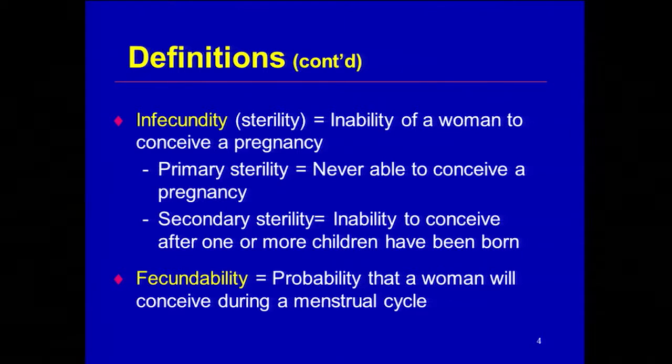Infecundity then is the inability of a woman, and also applies to a man, of inability to conceive a pregnancy. A woman or a man can have primary sterility and secondary sterility. So primary sterility is usually manifested by never being able to conceive a pregnancy by the end of their reproductive lifetime. Secondary sterility is the inability to conceive after one or more children have been born. Fecundability then is the probability that a woman will conceive during a particular menstrual cycle.